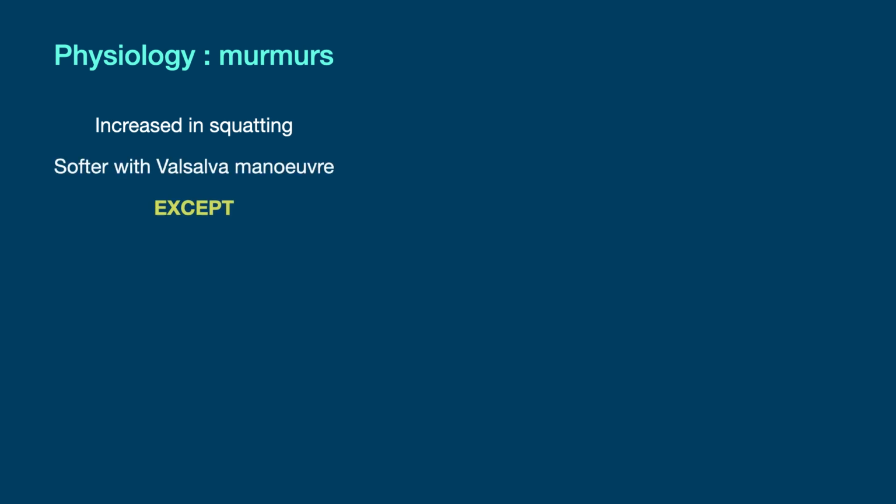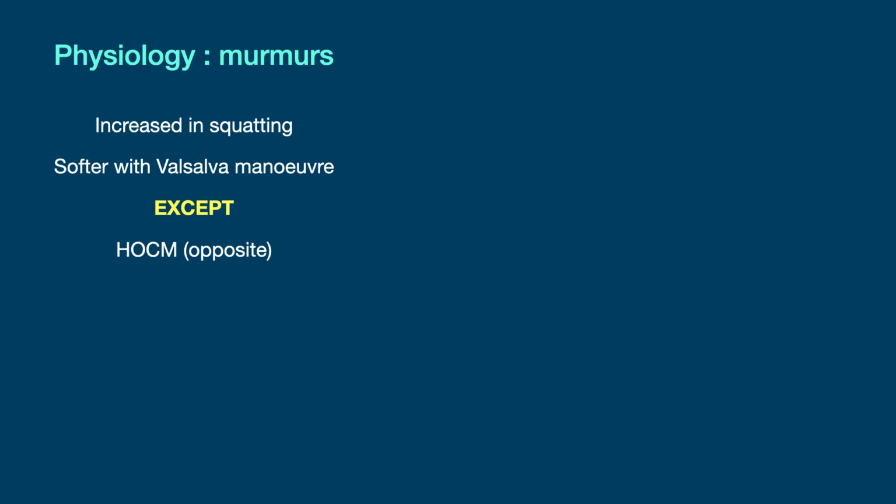Murmurs. Most murmurs of stenosis or regurgitation are exaggerated during squatting and get softer with the Valsalva maneuver. The exceptions are hypertrophic obstructive cardiomyopathy, where the opposite occurs, and mitral valve prolapse, where the murmur gets longer. This table in this slide will show the different murmurs and their respective causes.